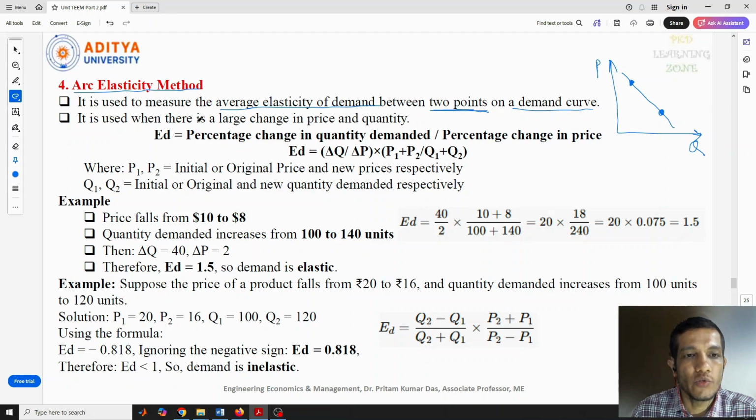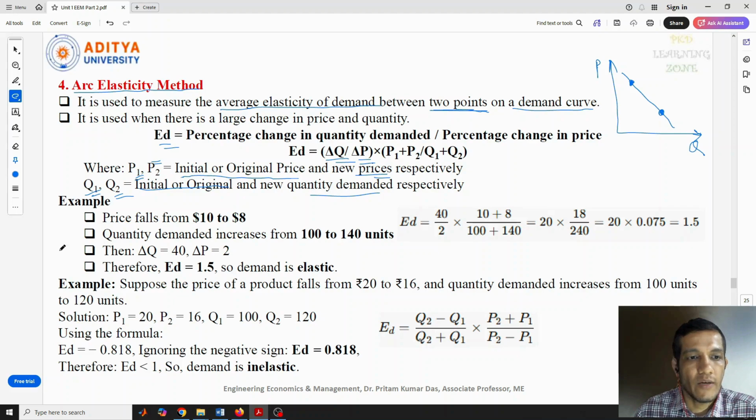And also it is used when there is a large change in the price and quantity. So we can write ED equal to the percentage change in the quantity demanded by percentage change in the price. The same thing, del Q by del P. But here, where initially we wrote P by Q, now we need to write P1 plus P2 by Q1 plus Q2. P1 is the initial or original price, P2 is the new price. Similarly, Q1 is the initial or original demand, Q2 is the new quantity demanded respectively.